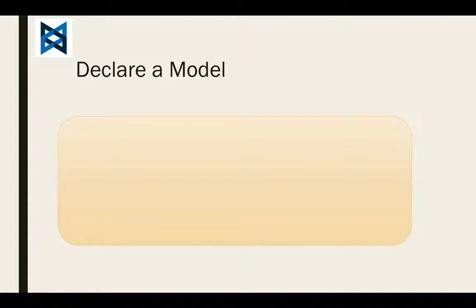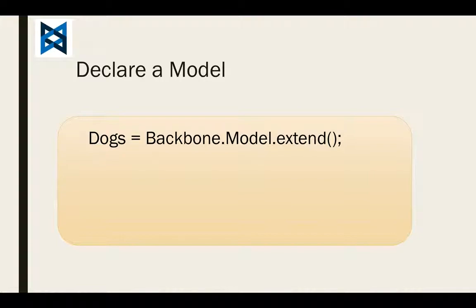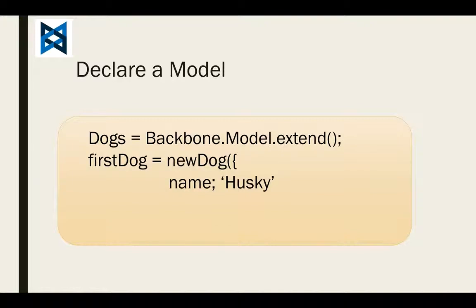This is basically an example of how you would declare a model. For instance, Dog equals Backbone.Model.extend. You've got your first dog equals new Dog. You want to add some properties in there. Name: Husky. I love Huskies. And then you're going to close it.